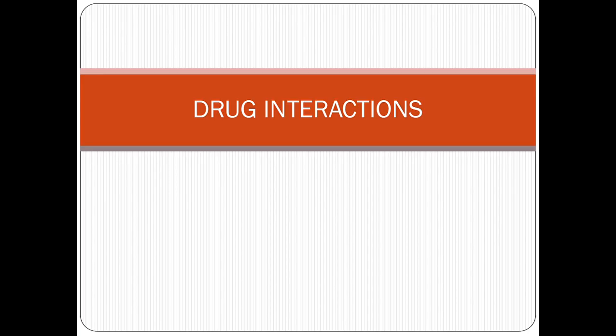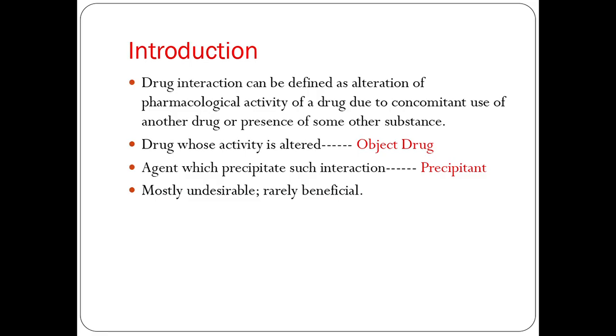Today I am going to discuss drug interactions. So coming to the introduction, a drug interaction can be defined as alteration of pharmacological activity of a drug due to concomitant use of another drug or presence of some other substance. The drug whose activity is altered is called the object drug, and the agent which precipitates such interaction is called the precipitant.